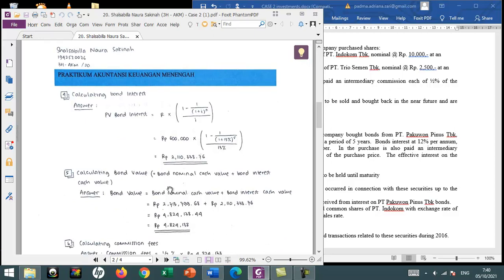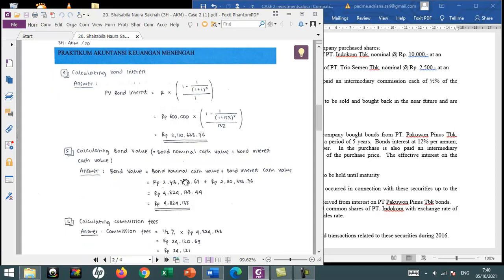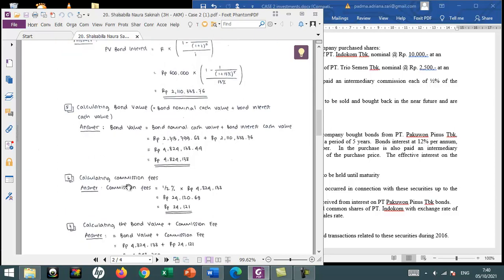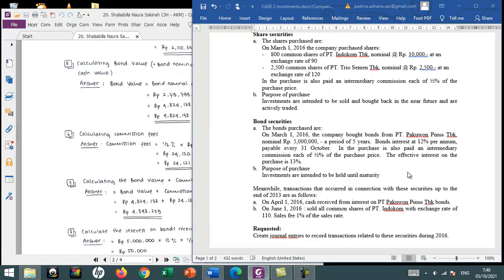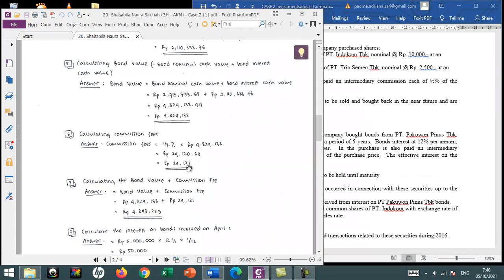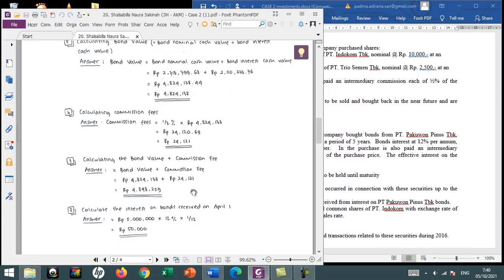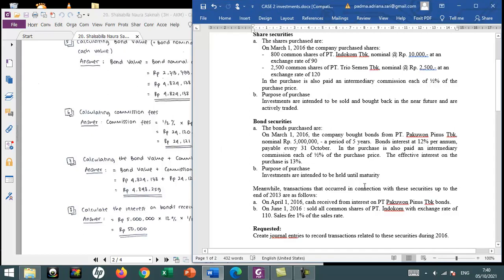Then you need to calculate the bond value. The bond value is the total of the bond nominal present value and the bond interest present value. This is already correct. Then you add the commission fee, which is 0.5% of the bond value. So we add the bond value and commission fee, and we have the result of 4,800,000 rupiahs.